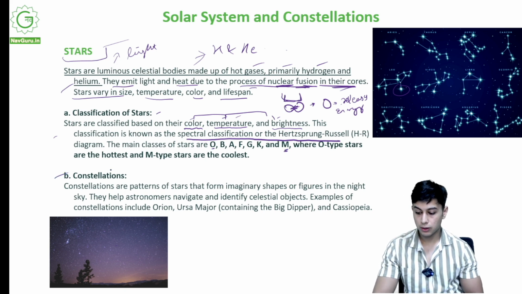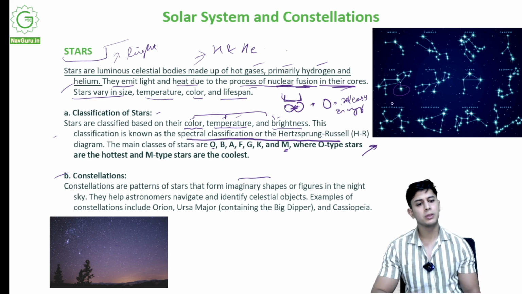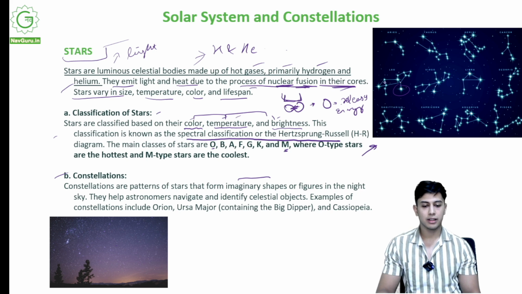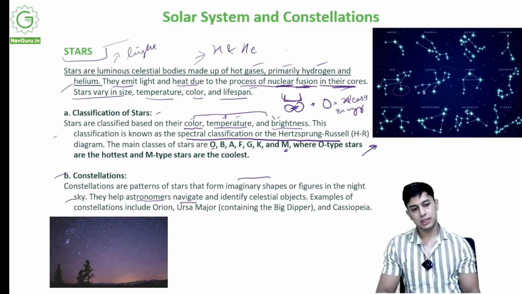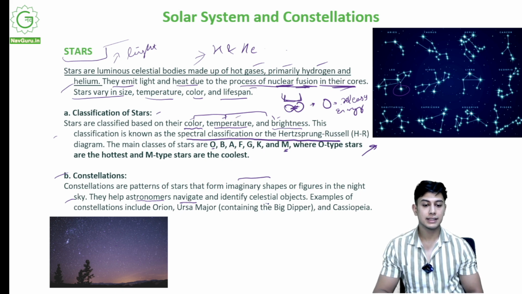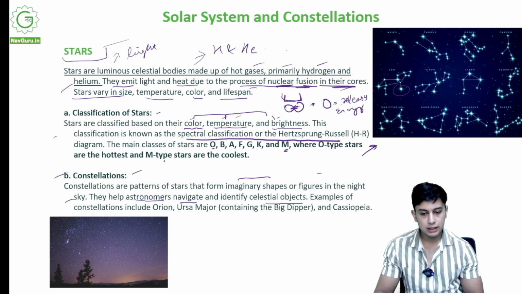Now we come to constellations. Constellations are patterns of stars. See over here, these are patterns made by a group of stars that form imaginary shapes. Humans saw those stars and imagined a shape, like this looks like a dolphin, this looks like a rabbit, this looks like a cat. They help astronomers navigate. This constellation will show during this month, and from which part of the earth I can see it. This helps astronomers identify celestial objects, and I can measure how far a planet is from the earth. So constellations are very important.